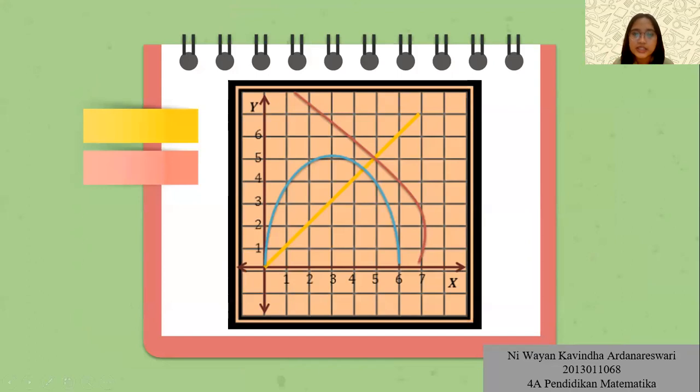We got three lines. This is the yellow line, the blue line, and the red line. Which one is the straight line? Of course, we can see the straight line is the yellow line. So let's go to the next slide.